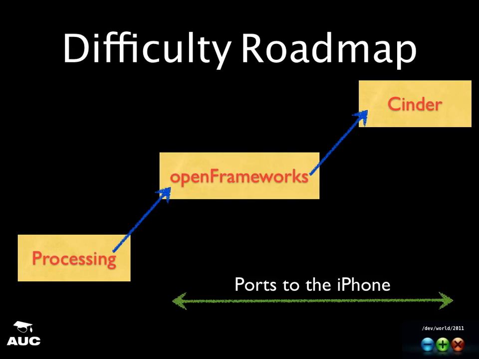In terms of difficulty roadmap, Processing is like you know nothing. You say, draw red and it'll do it for you. You don't have to care. OpenFrameworks is pretty much the same, but it's the C++ analog. And it doesn't give you a pretty sandbox. However, it gives you lots of free examples, which make life easier.